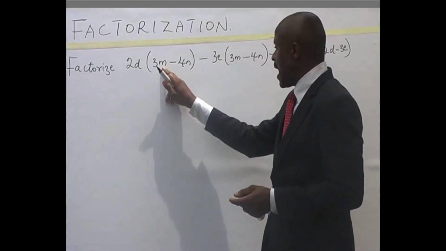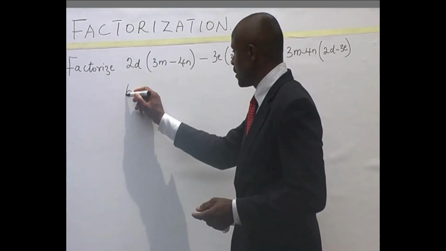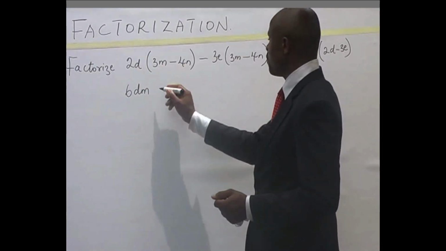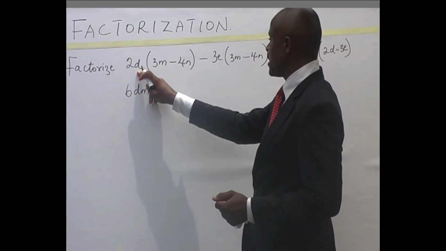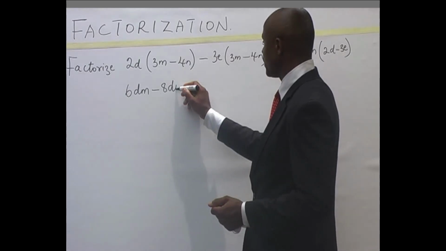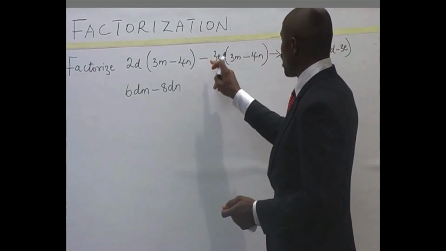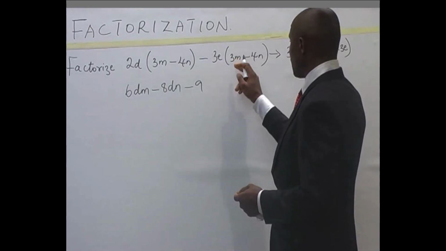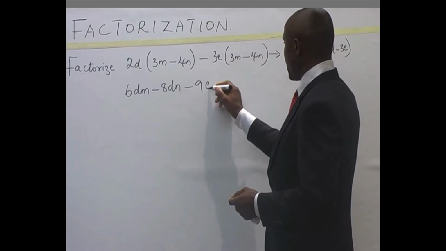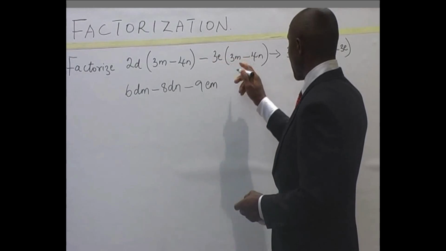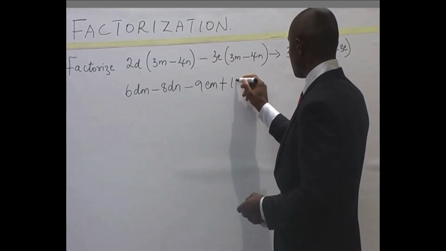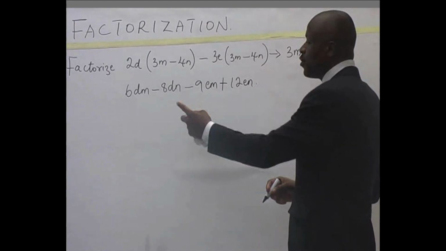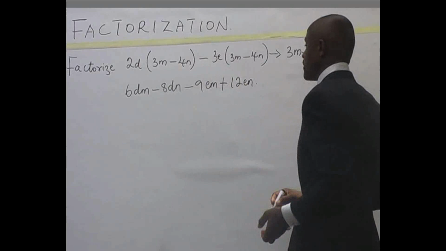2D times 3M will give you 2 times 3 is 6, D times M is DM. Now 2 times minus 4 will give you minus 8, D times N will give you DN. We have removed this bracket. Minus 3 times 3 will give you minus 9, into E times M is going to give us EM. Then the last, minus times minus is plus. 3 times 4 is 12, then E times N will give you EN. Now you are seeing the terms clearer because you have removed them from the brackets.